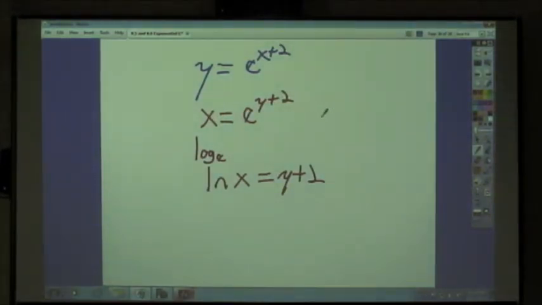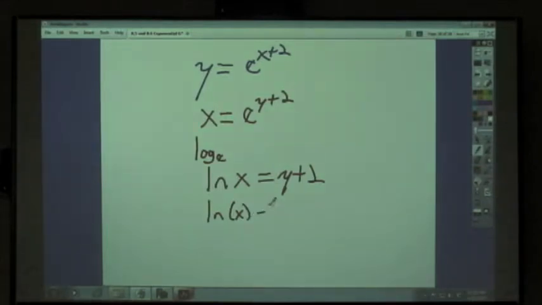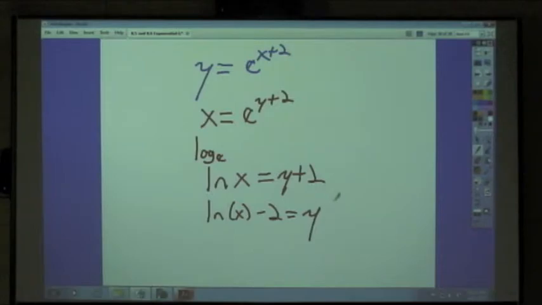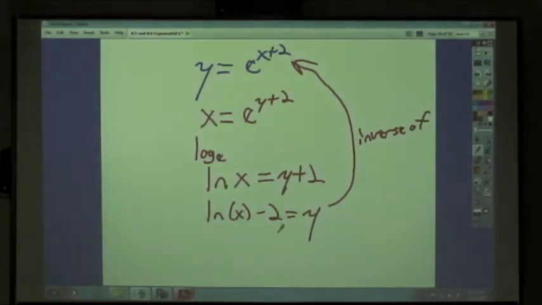So all I'm doing is that thing that we did on that very first day, I'm just rewriting it from exponential form into logarithmic form. So when you look at this, when I subtract the 2 over, it is equal to y, that's my inverse of this one. So notice the inverse of an exponential function is a logarithmic function.